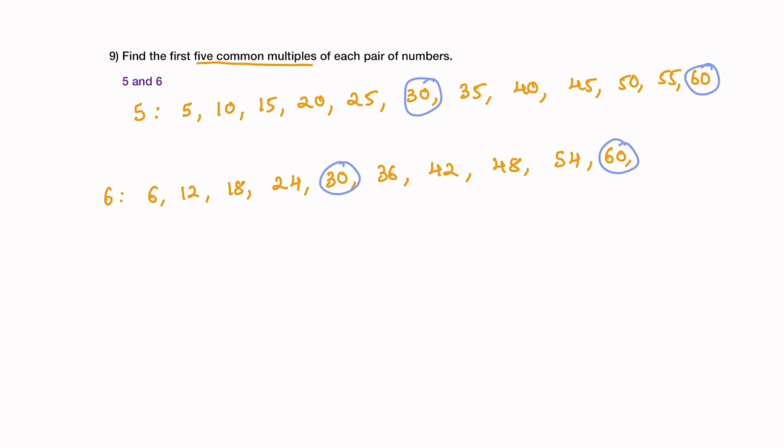So we can have the list. 30, 60. What's the next? Plus 30 will do, right? So that's 90, plus 30, 150. Okay, so these are the first 5 common multiples, right? So this is how you do this. So it's very important to know your times tables. Yeah? Okay. Ready for the next one?